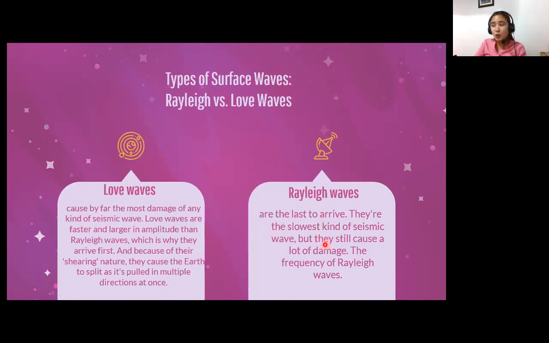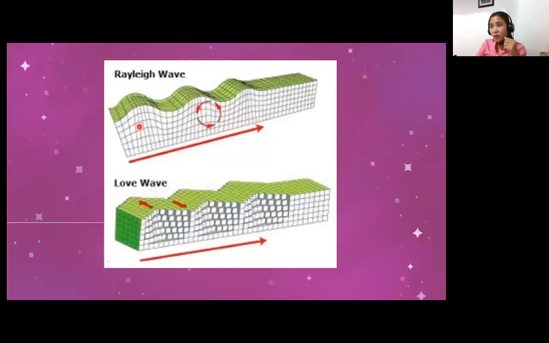They are the slowest kind of seismic wave, but still, they can give a lot of damage. The frequency of that is the frequency of Rayleigh waves. Okay? So now let me show you also the movement. So this is the movement of the Rayleigh wave, and this one is the Love wave.